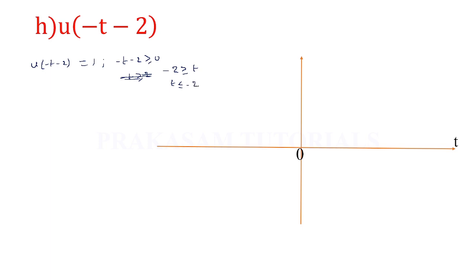So t less than or equal to minus 2 means the range of the t is minus infinity to minus 2. Now the t value is minus 2, so negative x-axis, minus 2. So less than or equal to minus 2, that is minus infinity to minus 2. The strength of the signal is 1. And this is the graphical representation of u of minus t minus 2.